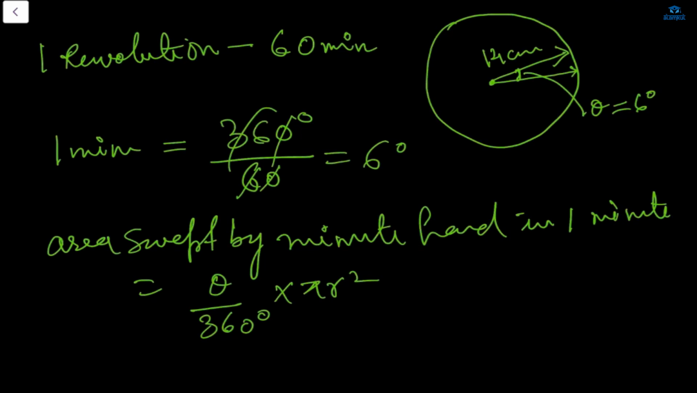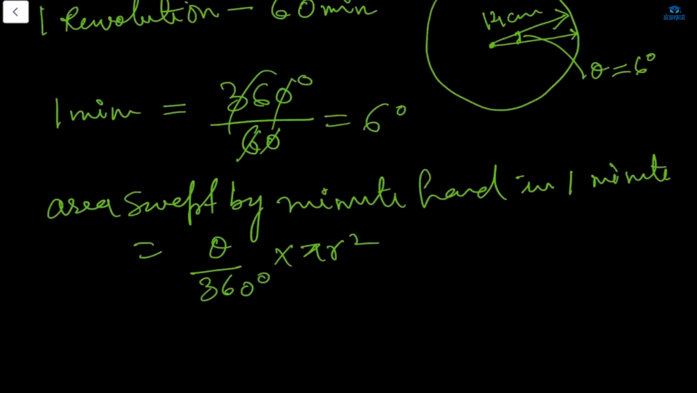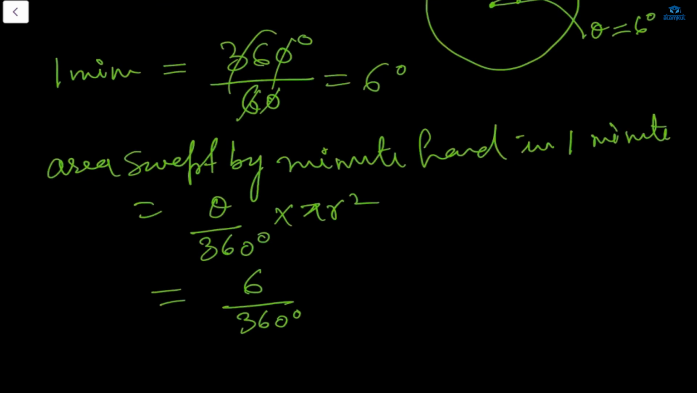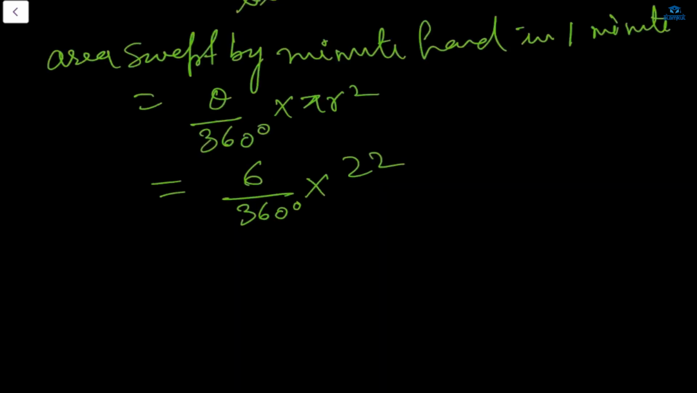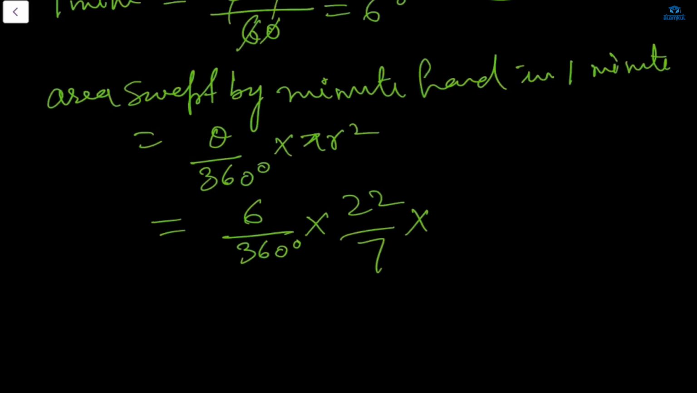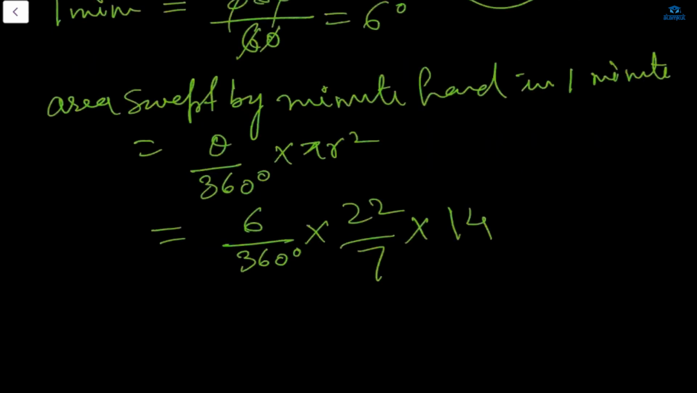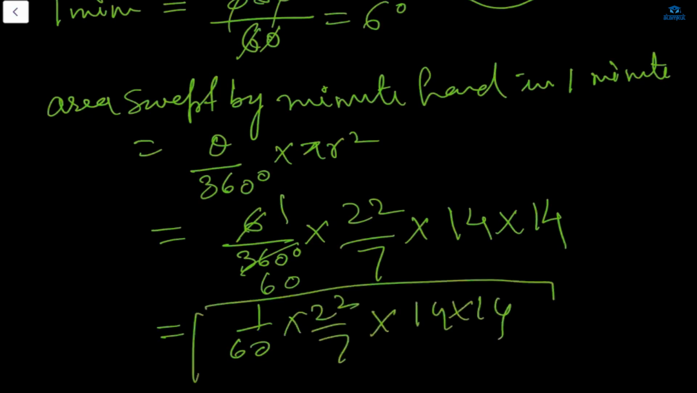So this will work whenever you're finding the area of a circle or any part of the circle. So theta upon 360. Now, what is the value of theta? We have already found out, that is 6 degree. 6 upon 360 into pi r square. 22 by 7 is mentioned, so we take 22 by 7 into 14 into 14, r two times. Now 1 upon 60 into 22 by 7 into 14. Now you need to solve this and you will get the answer.